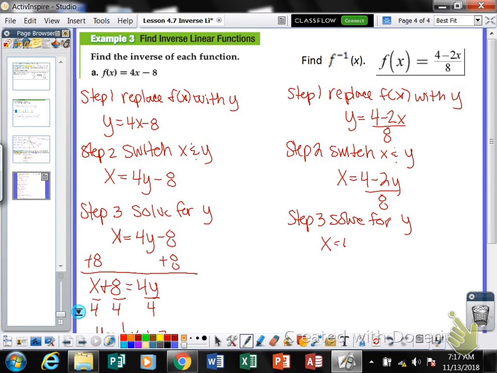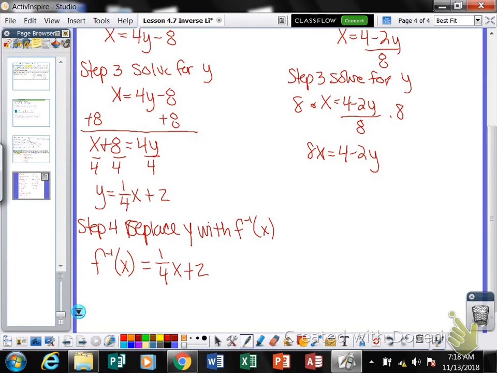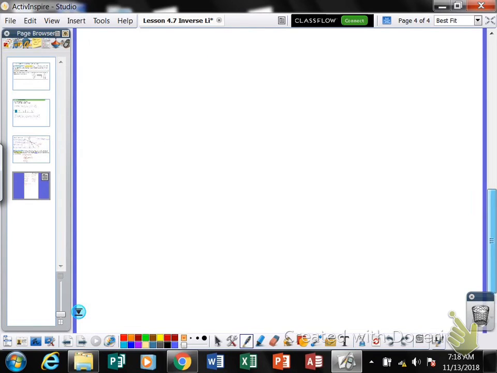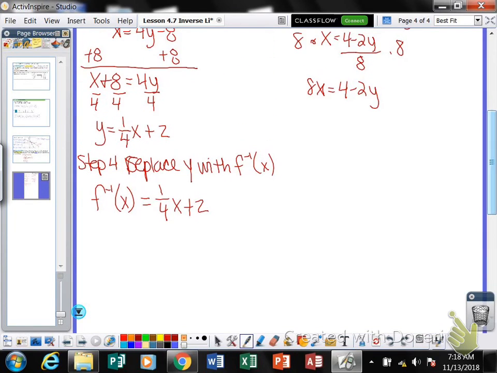So x equals (4 minus 2y) over 8. So now I'm going to solve for y. I've got to get rid of the 8 first. We're going to multiply both sides by 8. So now I have 8x equals 4 minus 2y. Okay, and then, whoops, I went too far, sorry about that. So now I want to subtract 4 from both sides to get y by itself. So 8x minus 4 equals negative 2y.